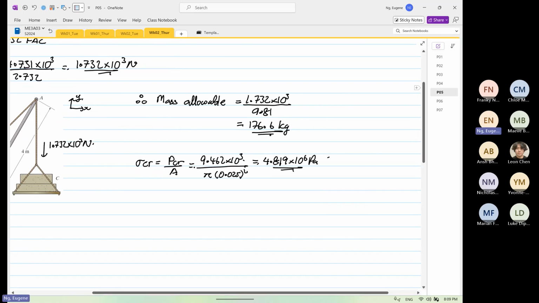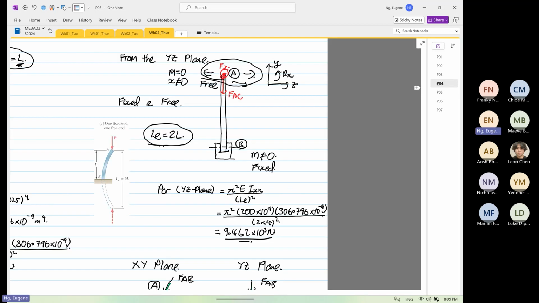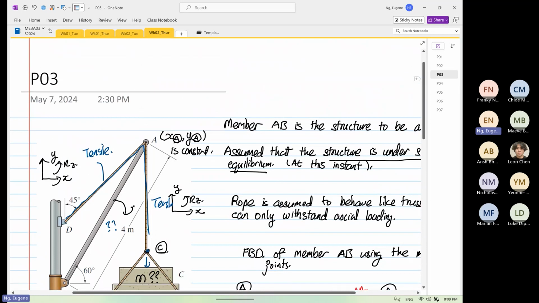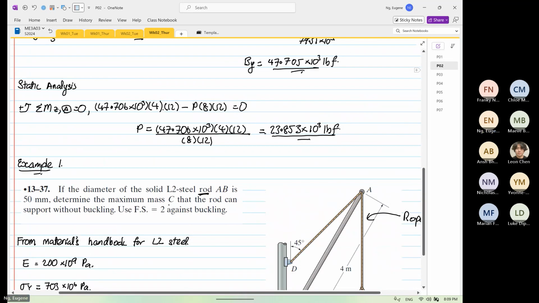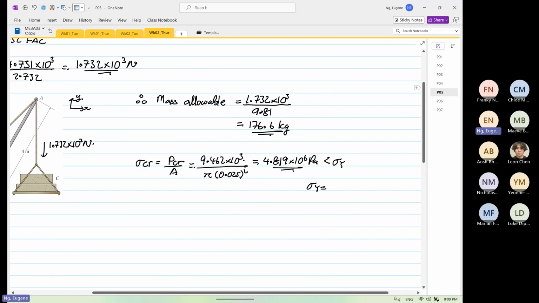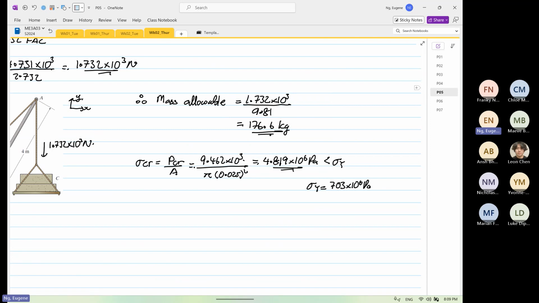So this is less than the yield stress. Let me see what's our yield stress. I can't remember now. 703 times 10 to the power 6 Pascal. So this is less than 703 times 10 to the power 6 Pascal, so the structure will not yield.